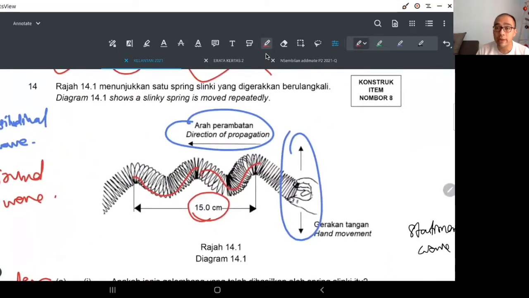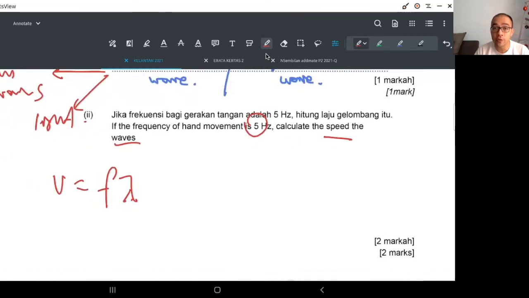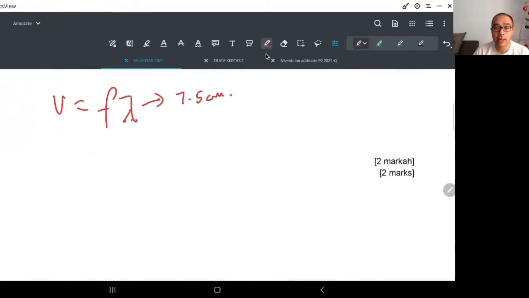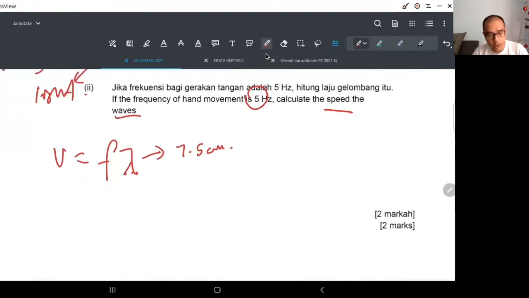So if 2 waves is 15 cm, the wavelength is the length of 1 wave. So 2 waves is 15, 1 wave will be 15 over 2. So the lambda will be 7.5 cm. 7.5 cm, correct, it's cm lah. This one will be 5 Hz.